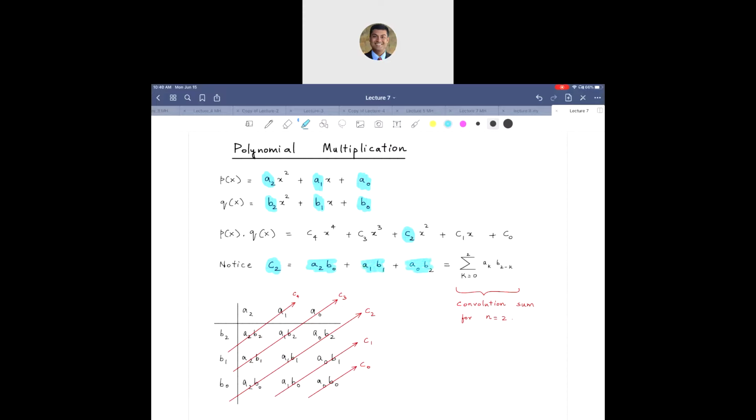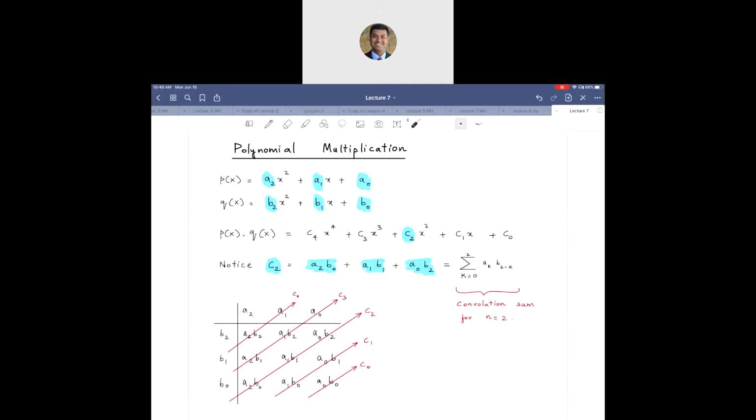And those three terms can be represented using a summation sign as shown over here. k is being used to represent the index of a and b. So a sub k and b sub 2 minus k. So these individual terms here, three of them, are being represented as a summation here. Now, if you notice, the summation is very similar to the convolution sum that you have. So this is essentially the convolution sum when n equals 2. So for n equals 2, we got c2.